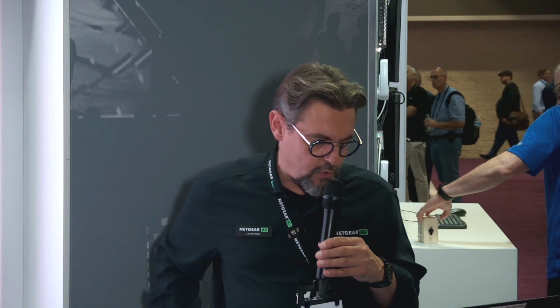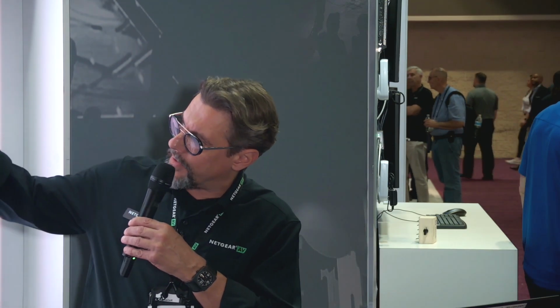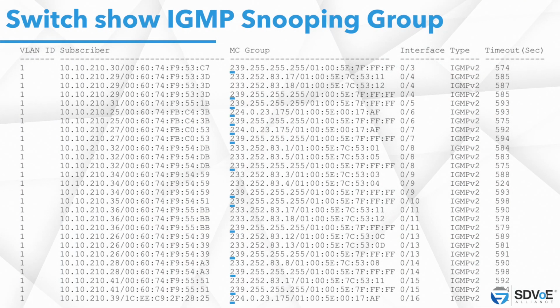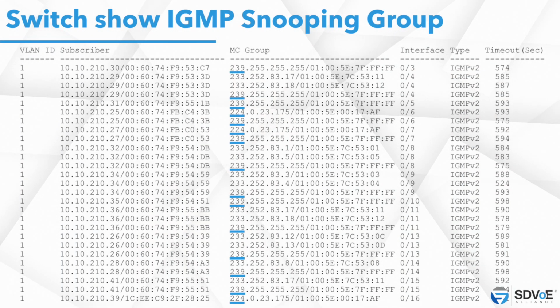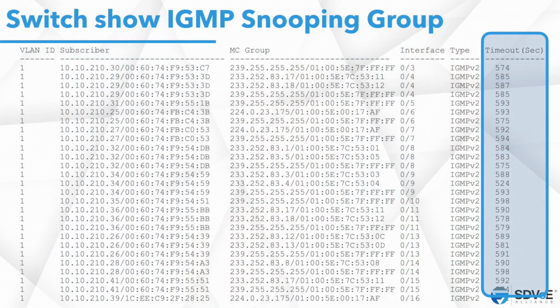You will note that the 239.255.255.255, it's a session protocol for AES67. So those audio devices, they get subscribed to it for mainly AES67. But you see the other 239, 224, 223, 252, all those are multicast streams that those devices have subscribed on. And then you see the last column, this is the timeout.